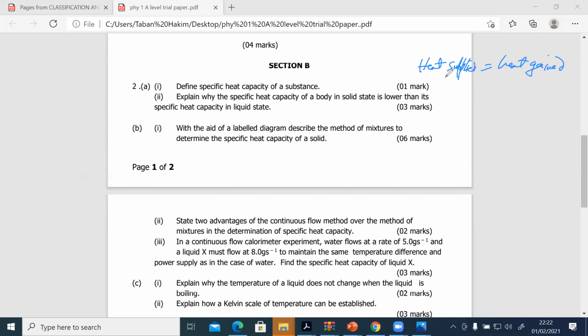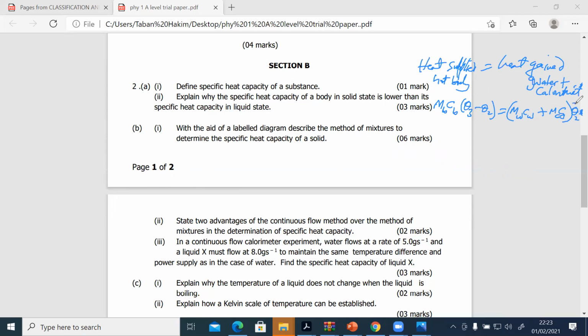Now, what is supplying the heat? It is the hot body. And what is gaining the heat? Maybe it is the water and the calorimeter. So in other words, what are the equations here? We'll be having mass of the body, specific capacity of the body, times temperature theta 3 minus theta 2, being equal to mass of water, specific capacity of water, plus mass of the calorimeter, specific capacity of the calorimeter, then times theta 2 minus theta 1.